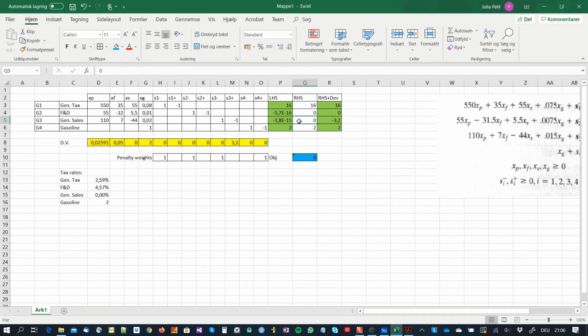Yeah, we see for the general taxes that there is in fact a deviation from the requirement that this should be larger or equal to the right-hand side, and we see it here that for the general sales this is a minus, so we are not reaching the goal. That means that the 3.2 million need to be added, which is expressed by the S3 plus. That means that the goal of just 20% for the overall tax of the general sales is not feasible.